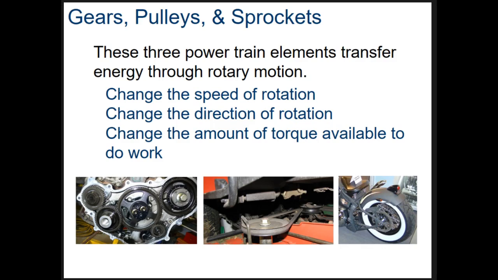I'm just going to go through the PowerPoint here and kind of bring out some things. So really, when we talk about gears, pulleys, and sprockets, these are things that transfer energy and turn it into rotational motion. So we're taking some form of energy and we're making it spin. And the things that we can control when we are talking about things that spin, we can control the speed at which they spin, we can control the direction, clockwise or counterclockwise, and we can change the amount of torque, which is what makes work happen in rotating systems.